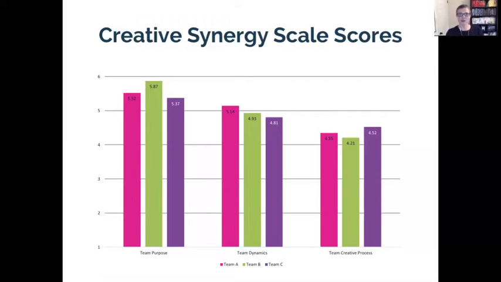And it's not that they were comparing with each other, but a 5.8 is a very high score out of 6, 1 through 6. I don't know if there would ever be a perfect score of 6 in any of these results. And then team dynamics, the team that scored the highest was the student affairs team at the university.